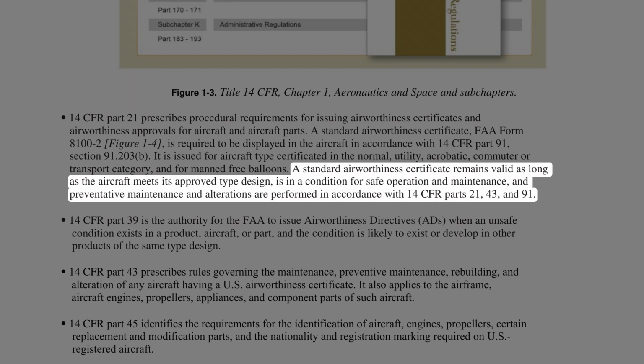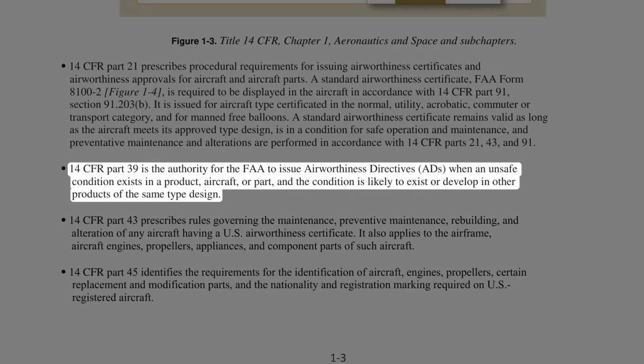A standard airworthiness certificate remains valid as long as the aircraft meets its approved type design, is in a condition for safe operation and maintenance, and preventative maintenance and alterations are performed in accordance with 14 CFR Parts 21, 43, and 91. 14 CFR Part 39 is the authority for the FAA to issue airworthiness directives, ADs, when an unsafe condition exists in a product, aircraft, or part, and the condition is likely to exist or develop in other products of the same type design.